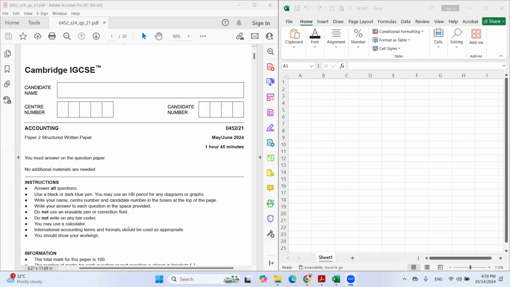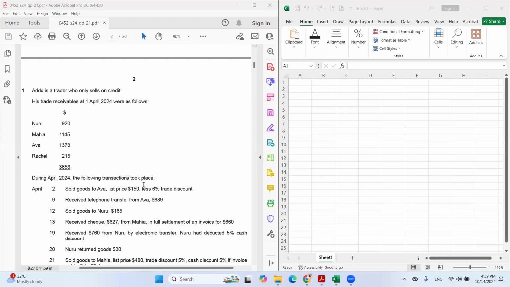Okay, this one is paper 21, May June 2024. Let's start with the first question. Odo is a trader who only sells on credit. That means when they say sell on credit, all your credit sales equal your total sales. His trade receivables at 1st April 2024 were as follows.